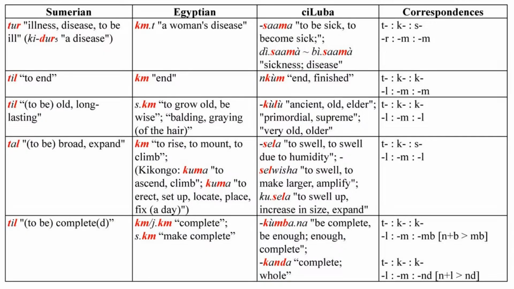We won't have time to go through that, but they definitely represented these terms with different graphemes that represented different consonants. And so like this: Egyptian Kim in, which is in Chiluba Nkum in Finnish. And then we'll do this last one, to be old, long lasting. In Egyptian, Sakim with the S prefix, to grow old, to be wise, balding, graying of the hair. And Chiluba is Kulu, ancient, old, elder, primordial, supreme, very old, older, etc., etc.